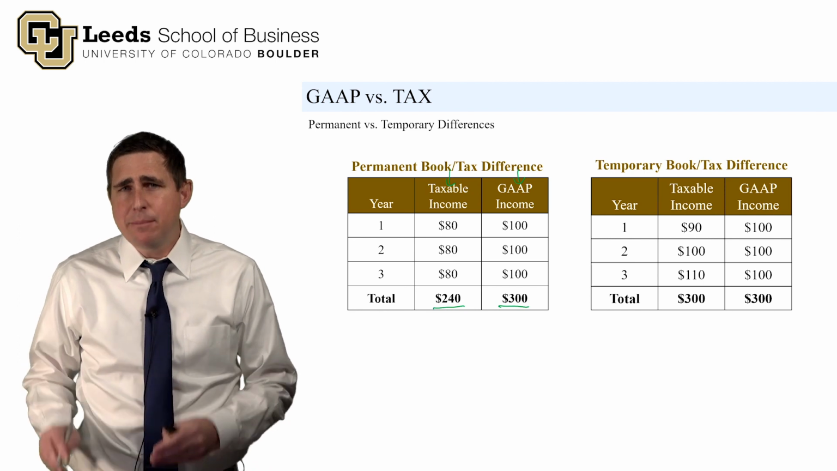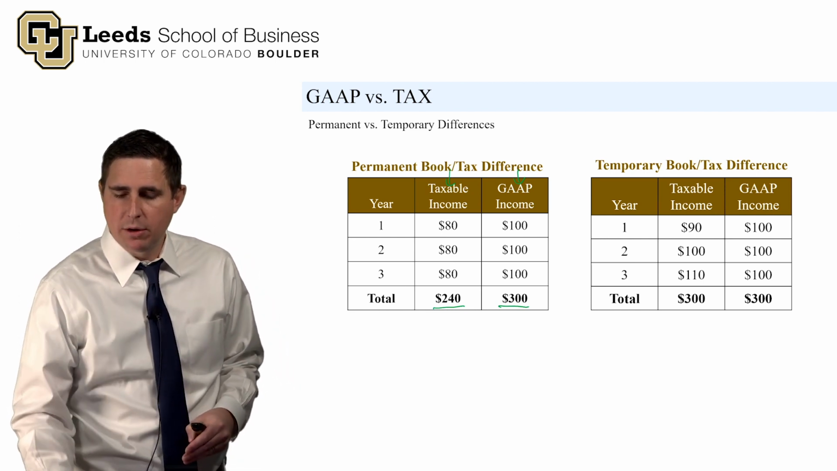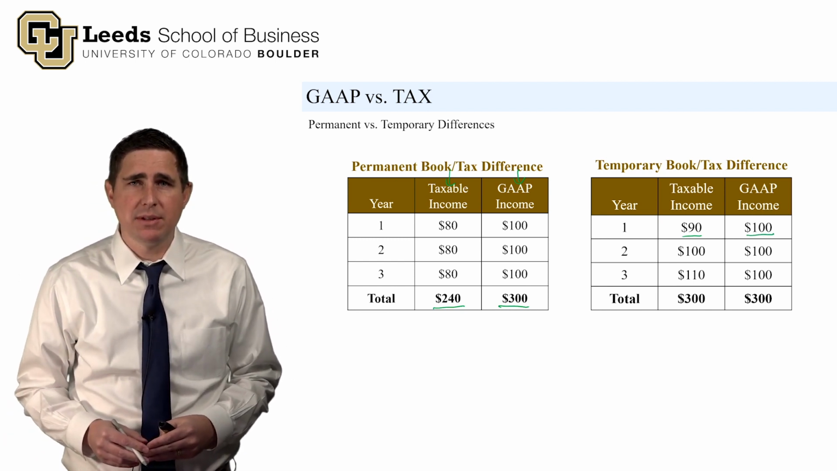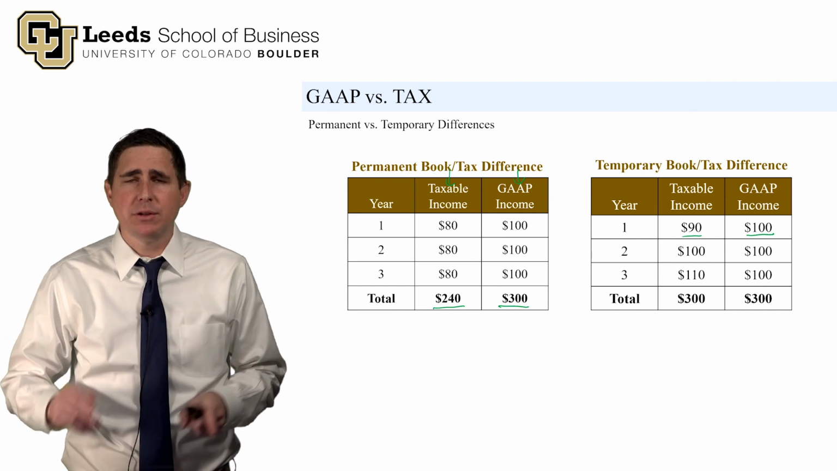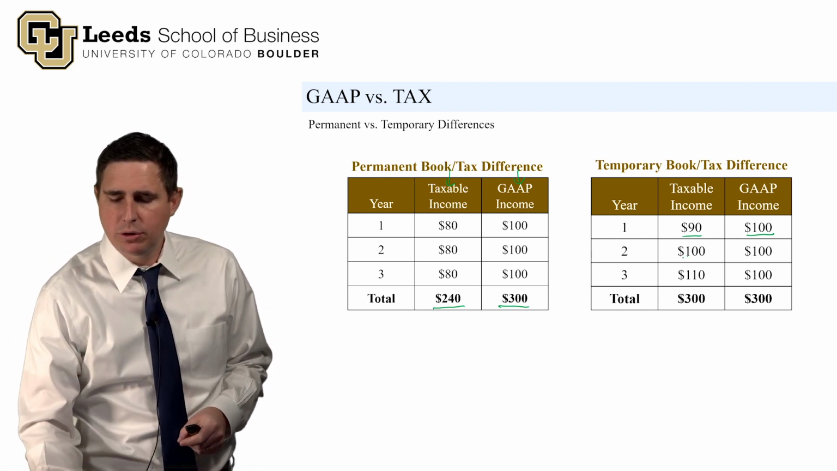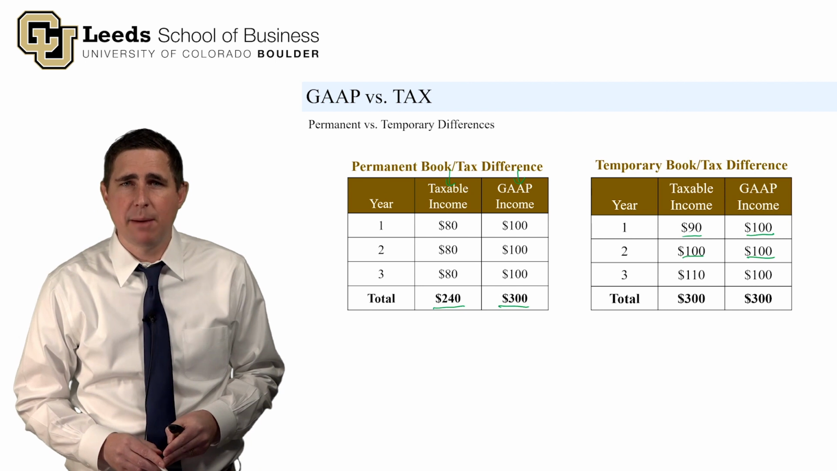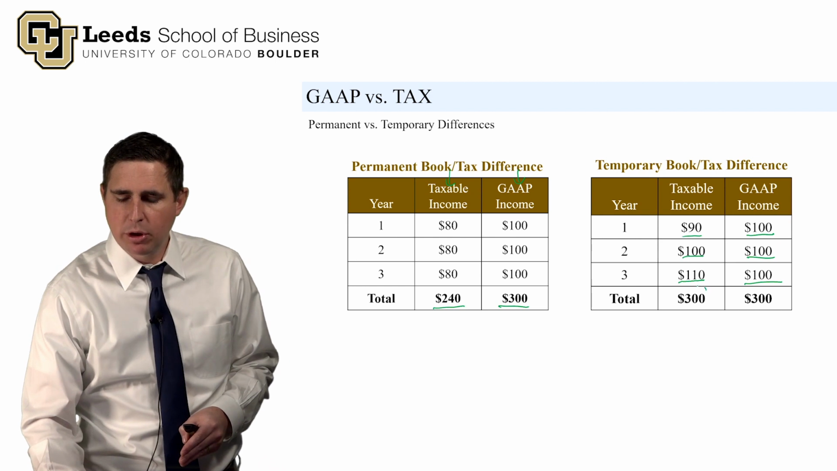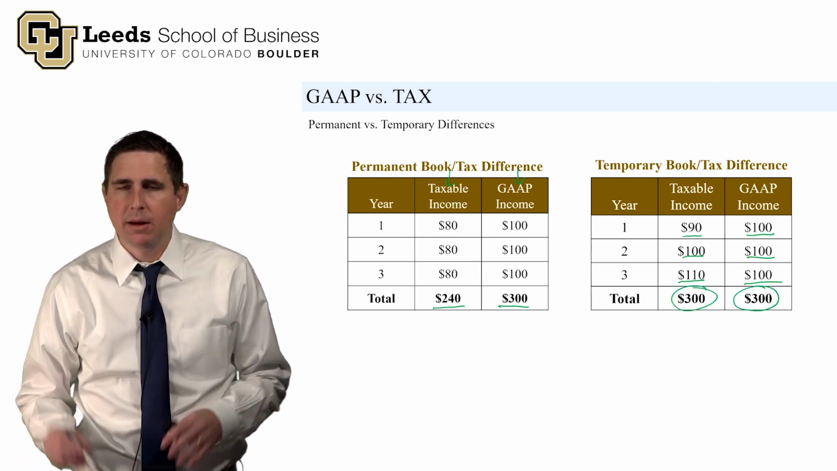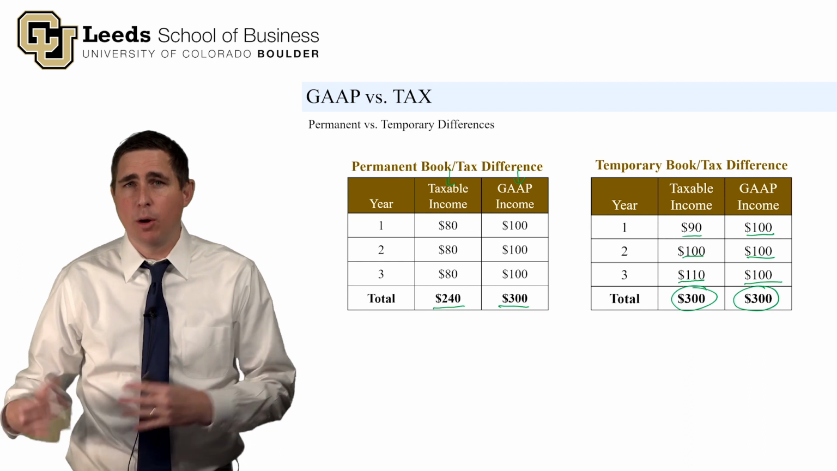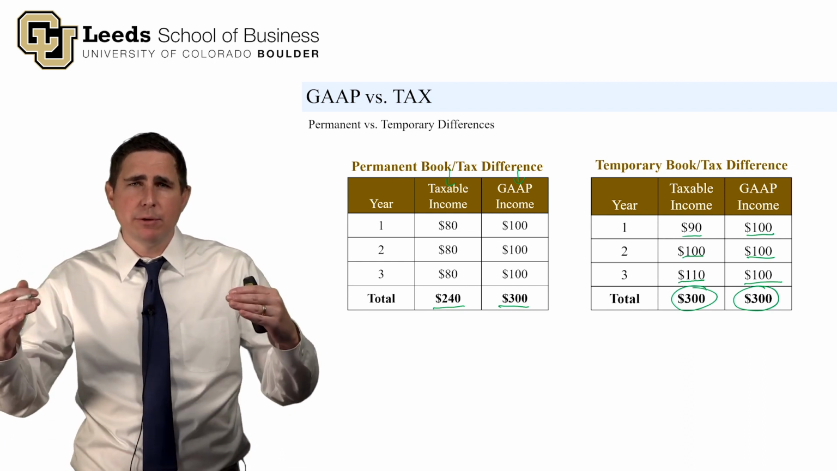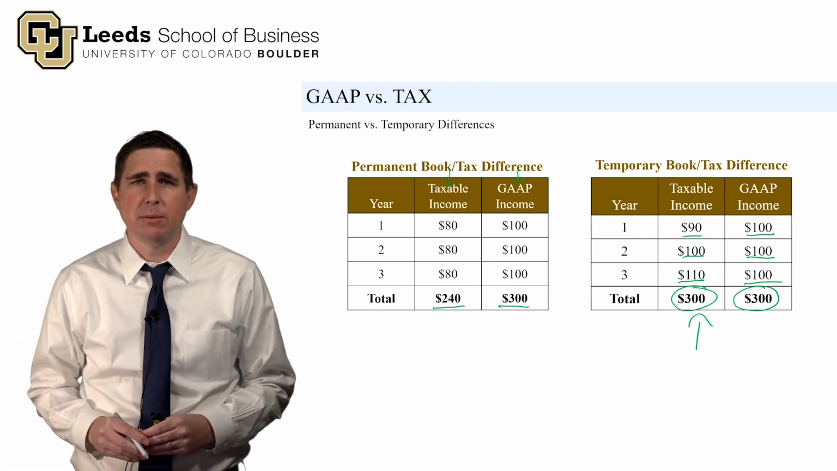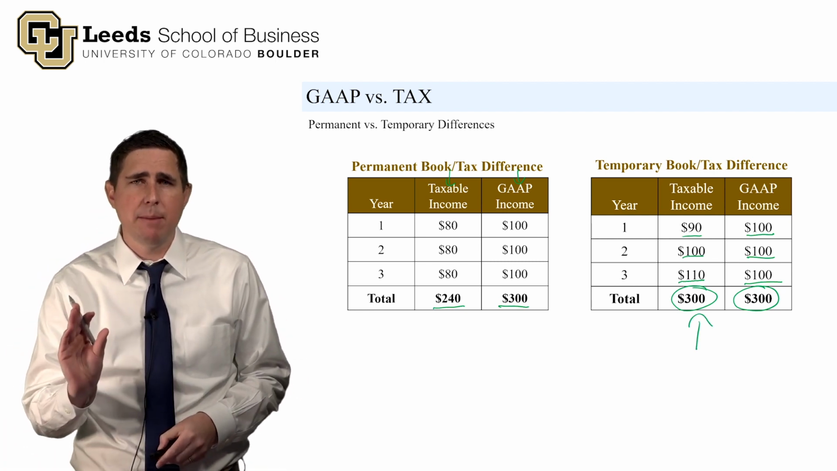On the other hand, a temporary difference, you can see that in year 1 here, taxable income, again, is lower than income that you see on the GAAP income statement. But that difference reverses in years 2 and 3. So in year 2, taxable income is the same as GAAP income, and in year 3, taxable income is higher than GAAP income. So that when you look at the whole time period put together, taxable income is the same as GAAP income over time. There was just a temporary difference in year 1 that reversed in year 3. And this is the scenario that's going to be difficult to account for, and we're going to go through an example of how to account for that.